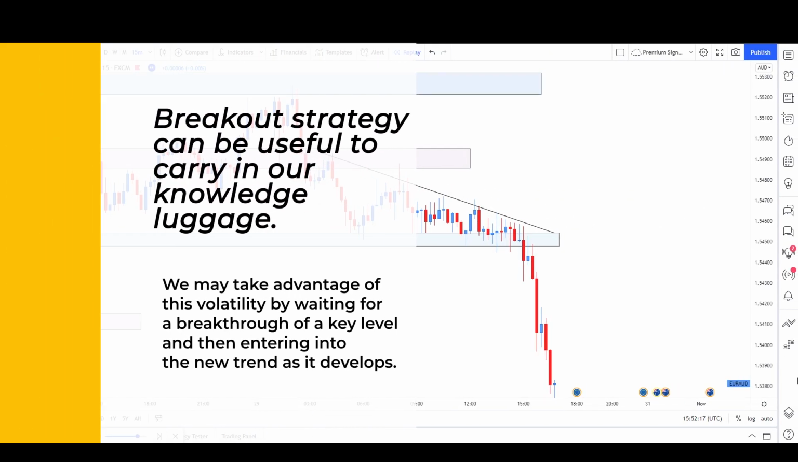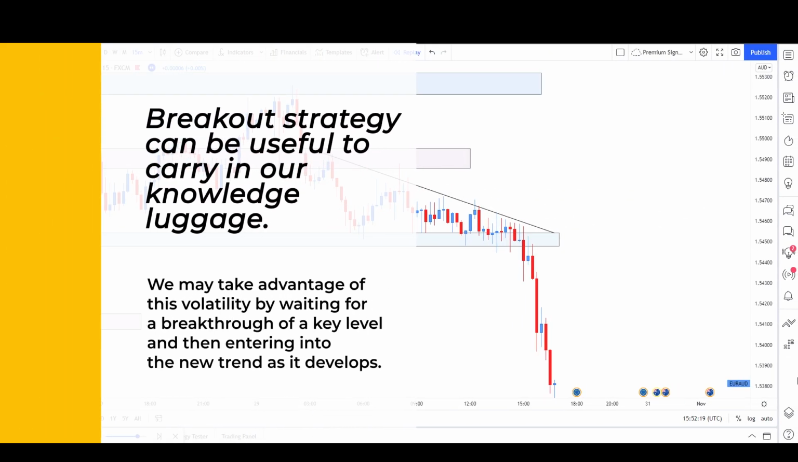In my opinion, breakouts are important trading strategies because they frequently signal the beginning of higher volatility. So we may take advantage of this volatility by waiting for a breakout of a key level and then entering into the new trend as it develops.